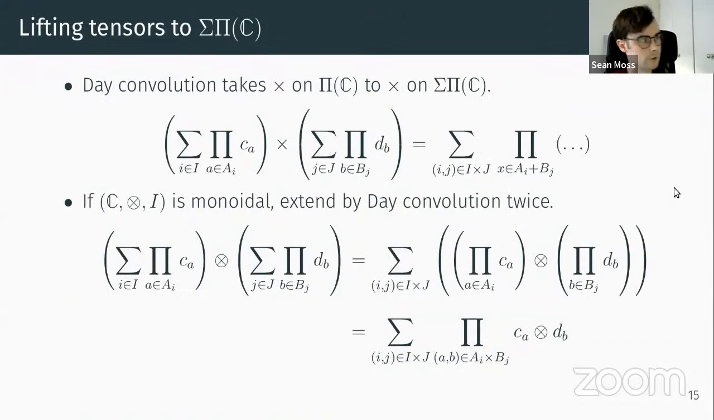Okay, we're mainly interested in sigma pi of C, so let's look at two tensors that you can have on sigma pi of C. First of all, pi of C has products, so it has binary products, so it's Cartesian monoidal. So the Day convolution lifts that to the actual Cartesian product on sigma pi of C. And secondly, if C itself is monoidal, then we can just do the Day convolution trick twice. Once we preserve coproducts until there are no coproducts left, and now preserve products until there are none left. That's this.